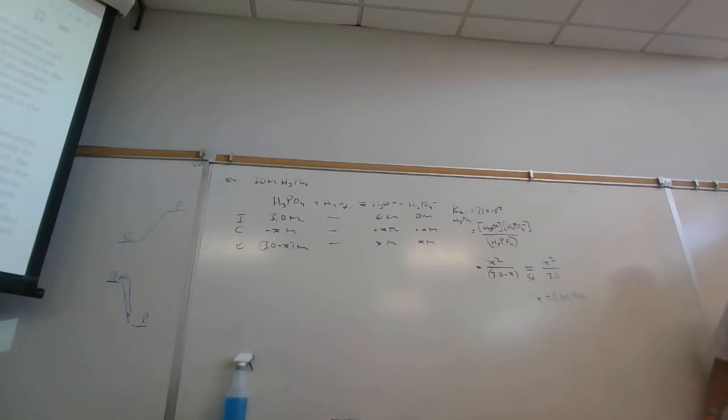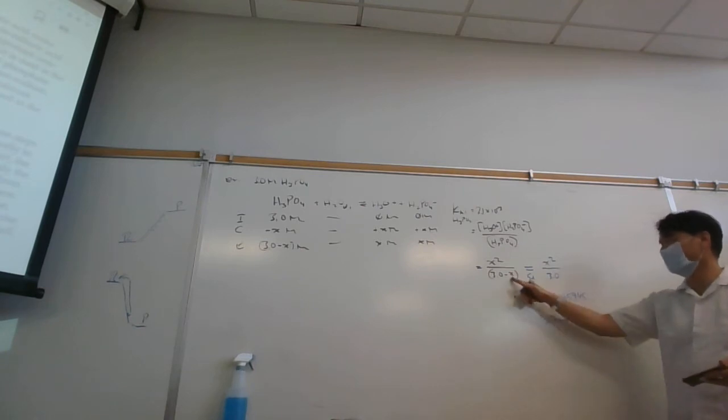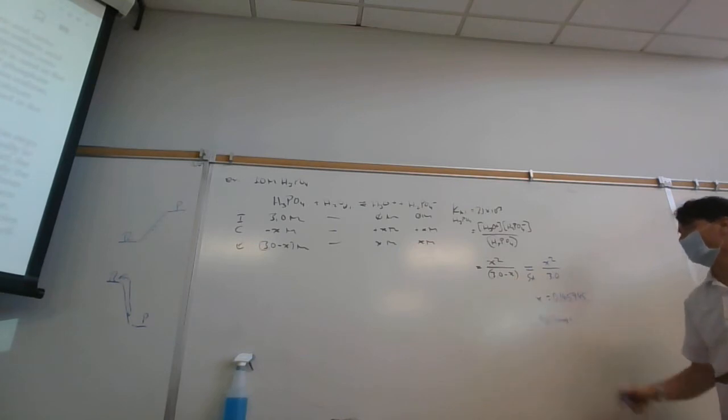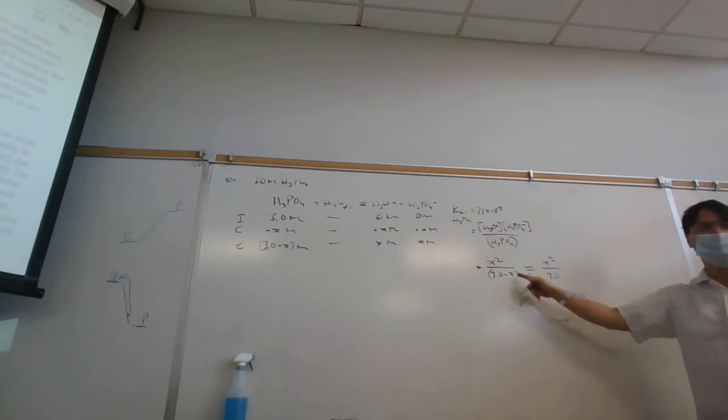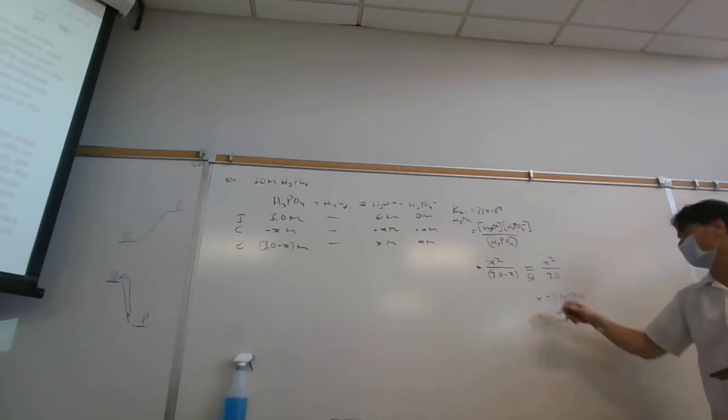Something like this. Is that what you guys got? Yeah. Okay. Then we have to validate this simplifying assumption by calculating the percent change. The percent change will be the change x over the initial 3.0. Sometimes the change is 2x, sometimes the change is 3x, so we have to multiply this by 2 or multiply this by 3. But in this case, it's just x.